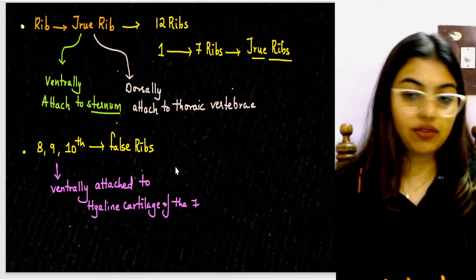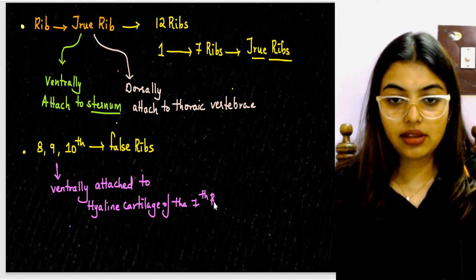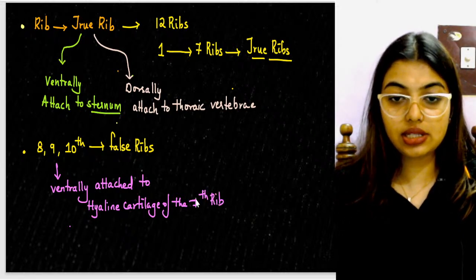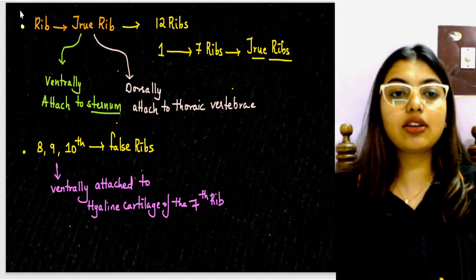Hyaline cartilage of the 7th rib. Instead of attaching directly to the sternum, they are actually attaching to the 7th rib. Okay, so this is why I call it false rib.